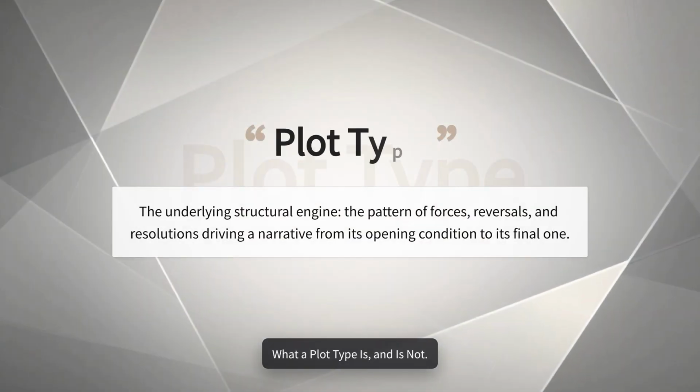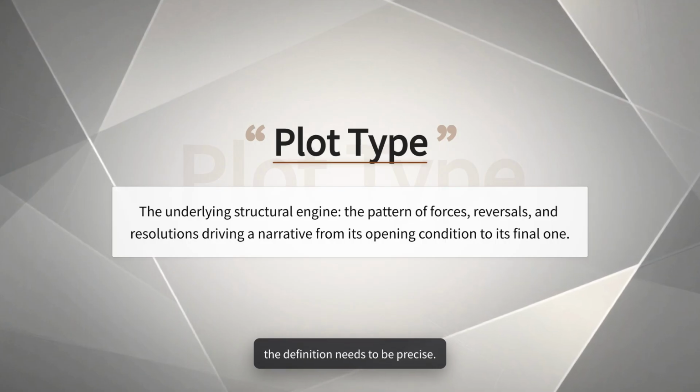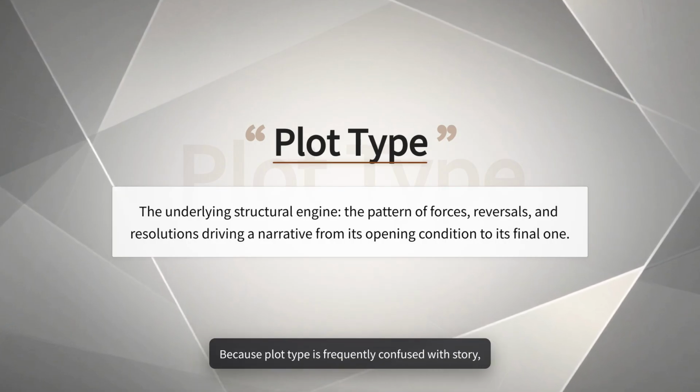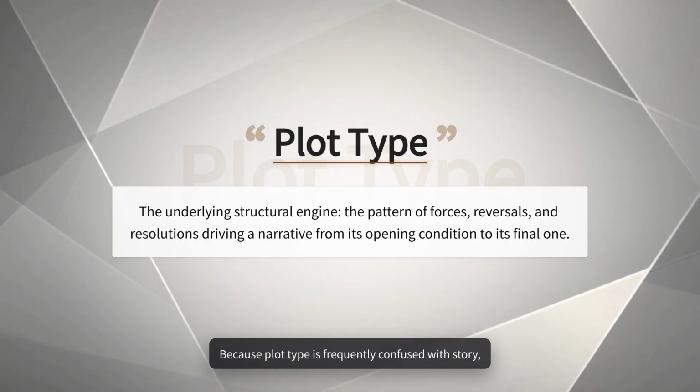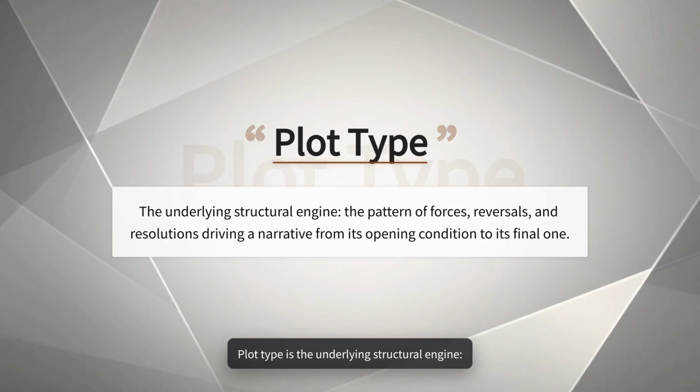What a plot type is, and is not. Before we name the 7 types, the definition needs to be precise. Because plot type is frequently confused with story, with genre, or with theme, and none of those is the same thing. Plot type is the underlying structural engine, the pattern of forces, reversals, and resolutions that drives the narrative from its opening condition to its final one.